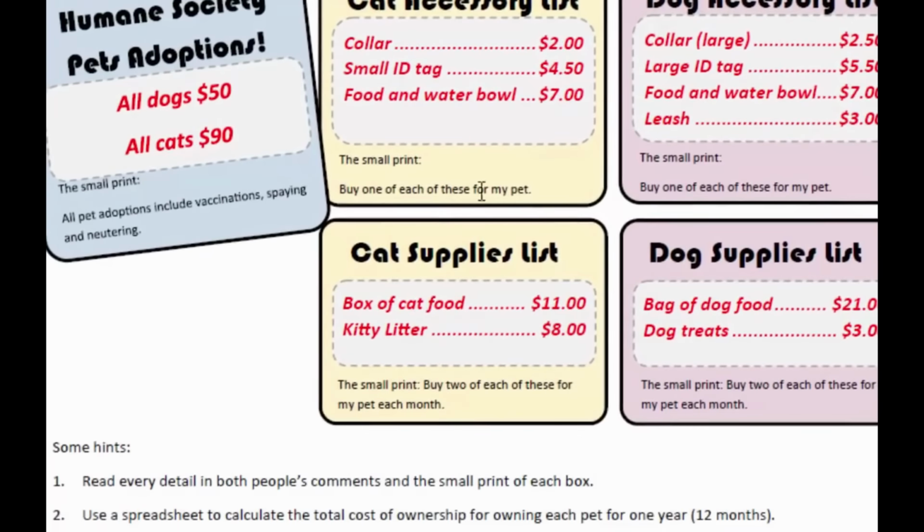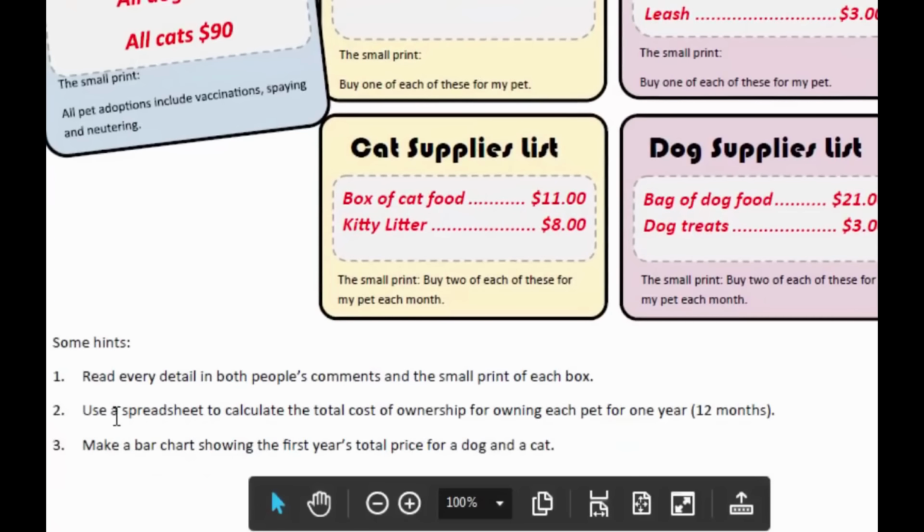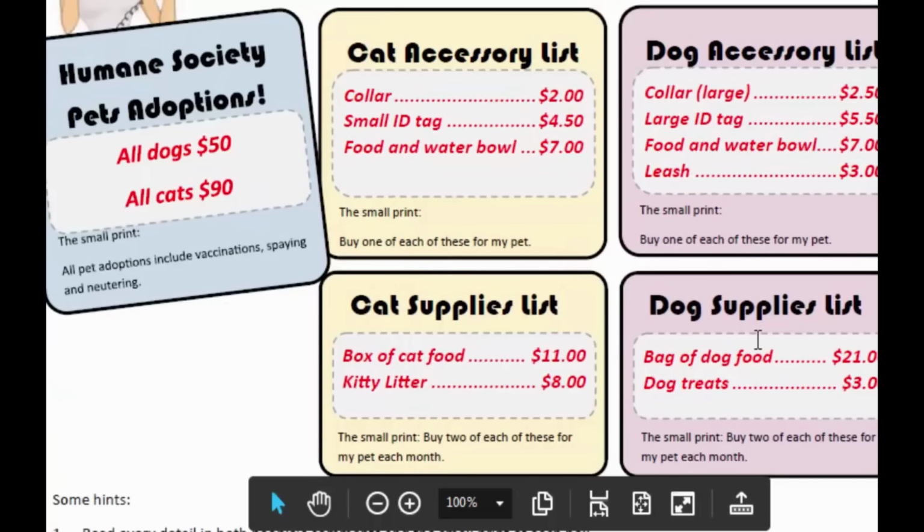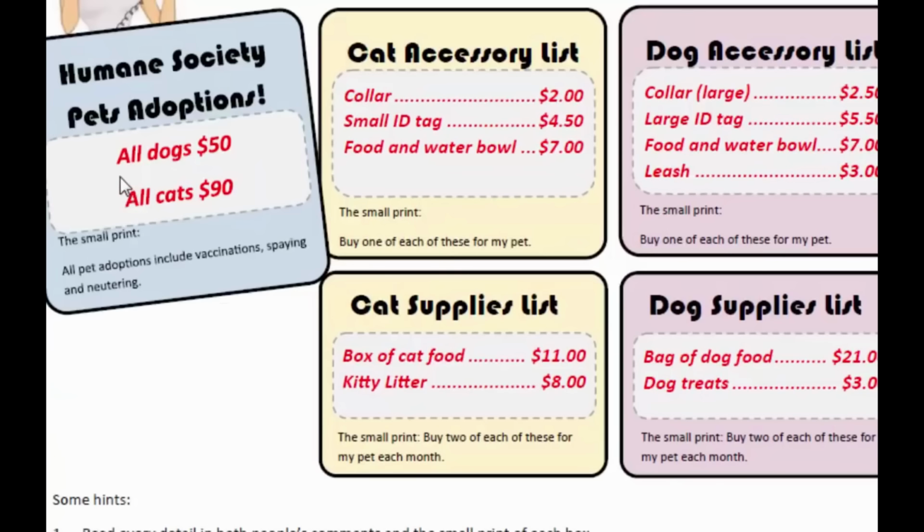First of all, notice that she's talking about a year. And so at the bottom down here where it says hints, it says use a spreadsheet to calculate the total cost of ownership for owning a pet for 1 year. So we'll just assume 1 year is the length of our expenses. Pet adoptions: dogs are 50, cats are 90. All expenses include all of the vaccinations, spaying, and neutering.